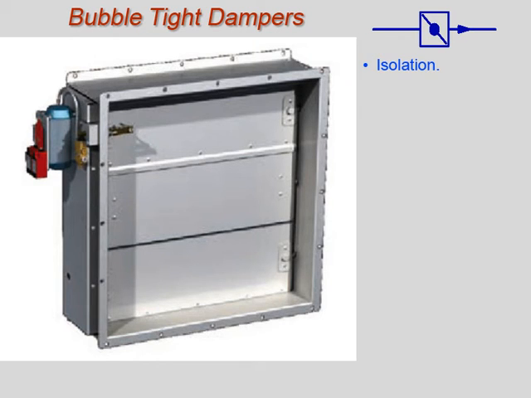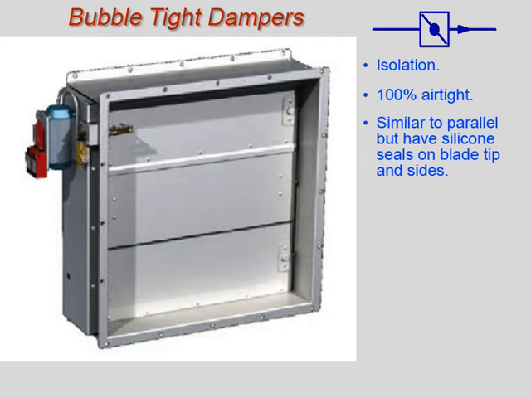Bubble-tight dampers are isolation dampers. Unlike the parallel blade damper, a bubble-tight damper is 100% airtight. This damper is used when absolute isolation is required by the ventilation system. They use parallel blades with silicone seals on the blade tips. When the blades close, the silicone tips on the blades provide a positive seal on the damper housing.